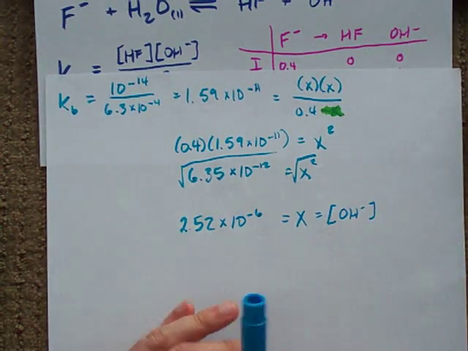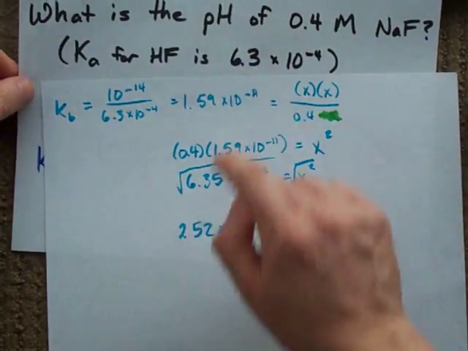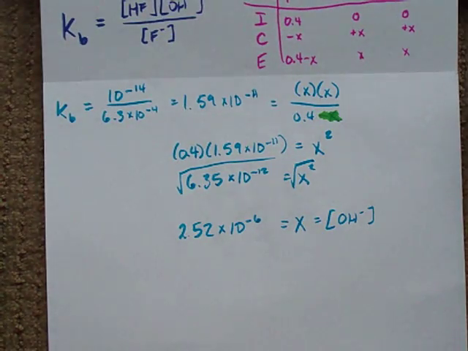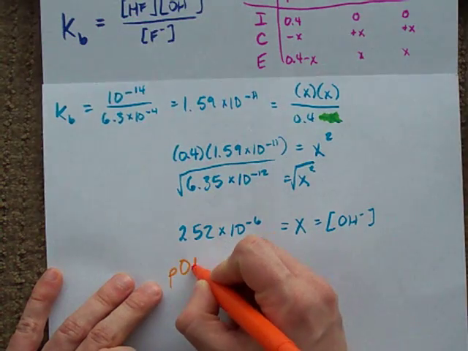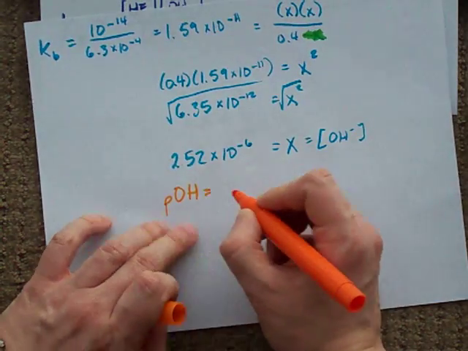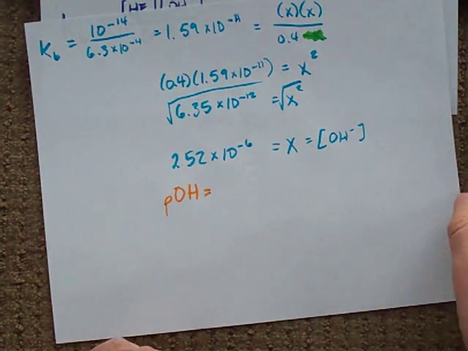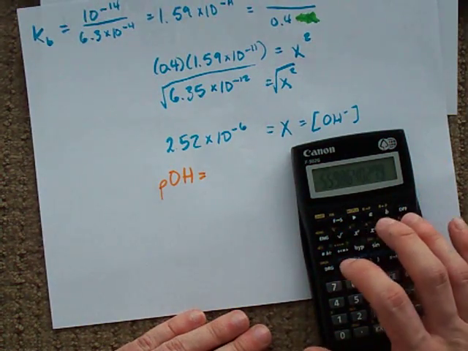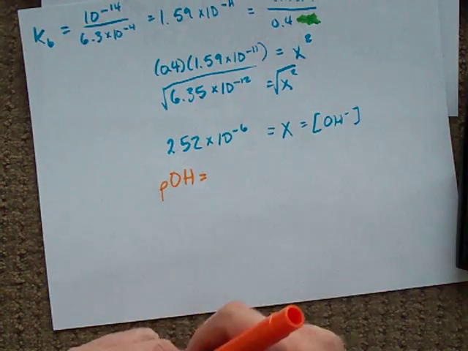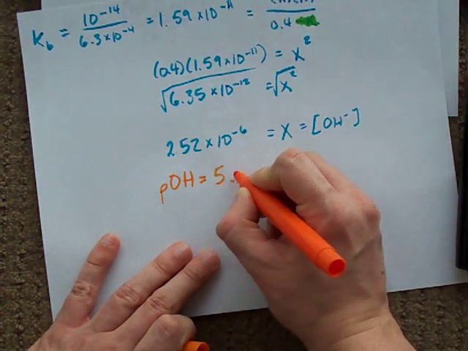Now the original question asked for pH of the solution. How are we going to do that? Here's how I recommend doing it. My pOH is the negative log of my OH- concentration. So I'm just going to sit here, take the negative log of this, and I get 5.60.